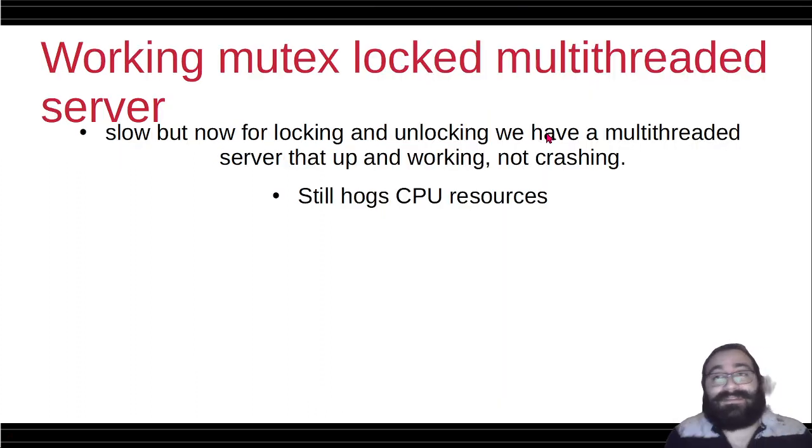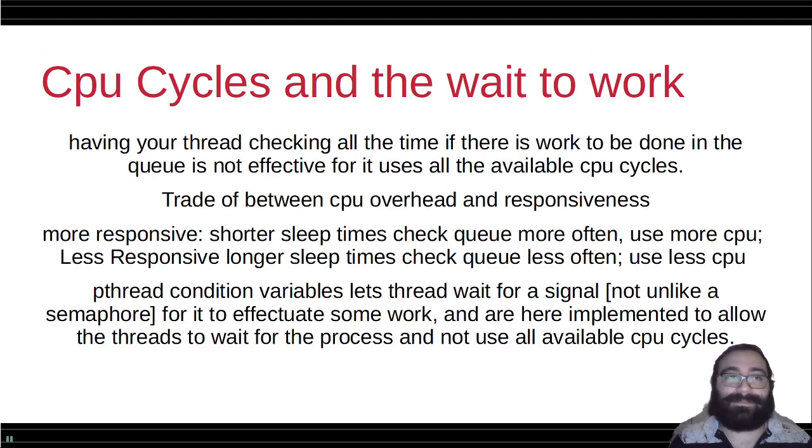Working with the mutex locked, the multi-threaded server is slow, but now with locking and unlocking, we have a multi-threaded server that's up and working and not crashing, but it's still hogging CPU resources. Having your thread checking all the time if there is work to be done in the queue is not effective, for it uses all the available CPU cycles. Trade-off between CPU overhead and responsiveness.